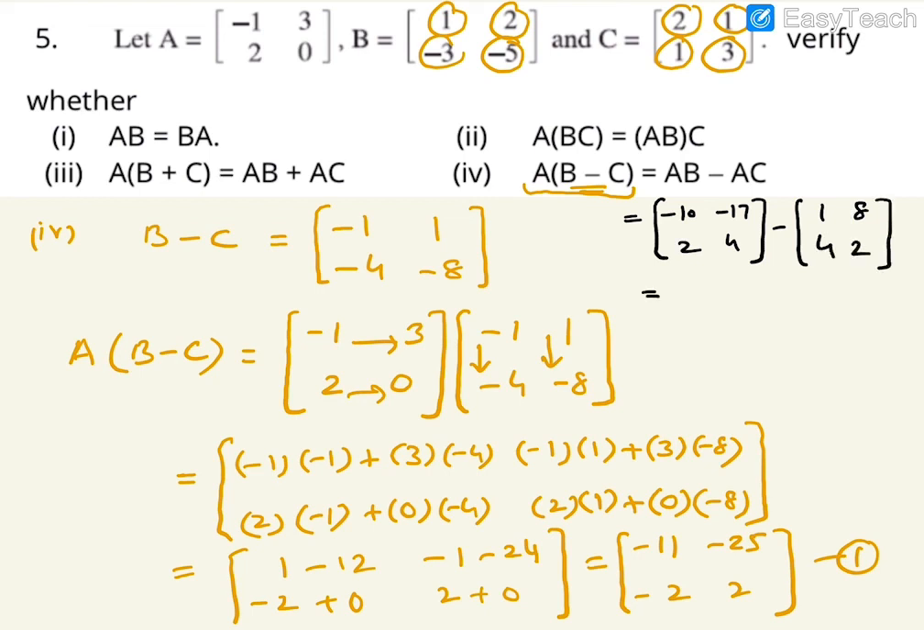Now just subtract this one. Minus 10 and minus 1 will be minus 11. Minus 17 and minus 8 will be minus 25. 2 minus 4 will be minus 2. 4 minus 2 will be 2. So this is same. 1 equals 2. So this also verified.